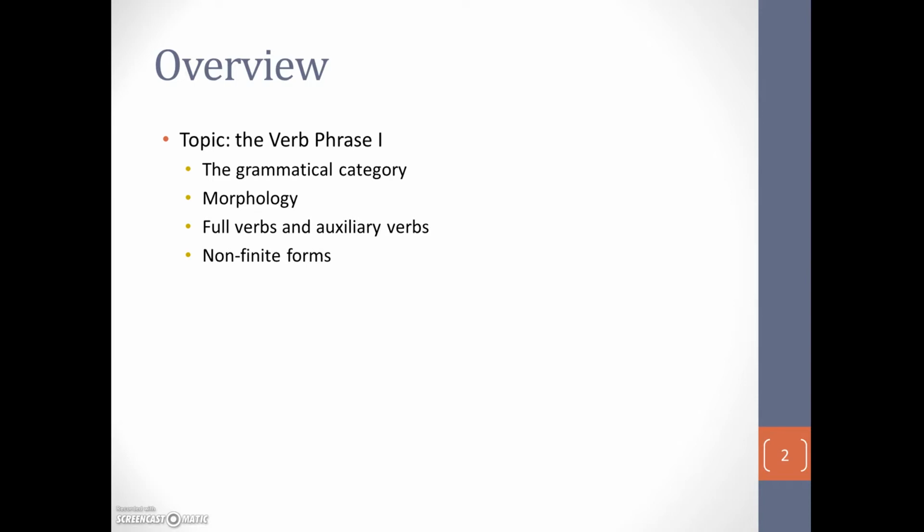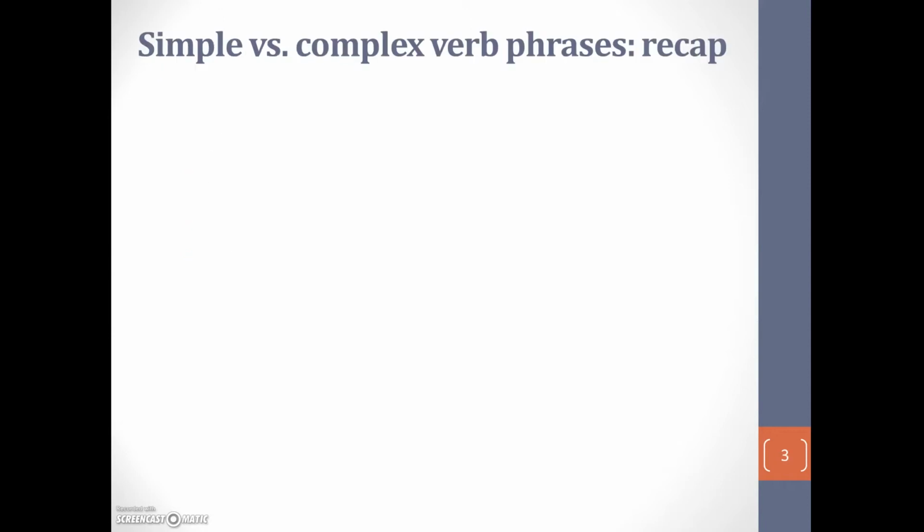Now today we're looking at the grammatical category of verbs. We're looking at morphology, although I bet you know everything already. We're also looking at different types of verbs, including full verbs and auxiliary verbs, and we're also going to look at the non-finite forms of verbs.